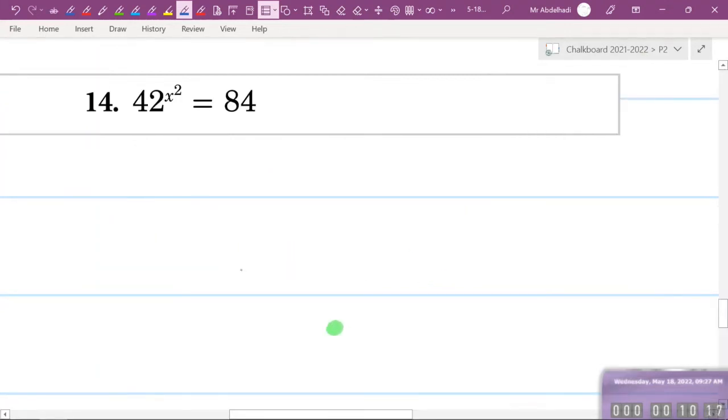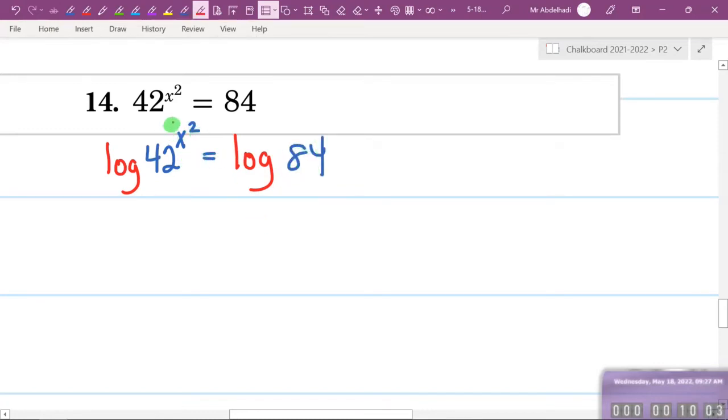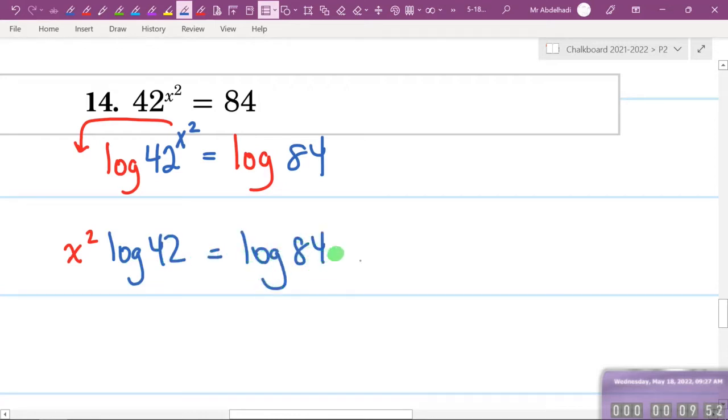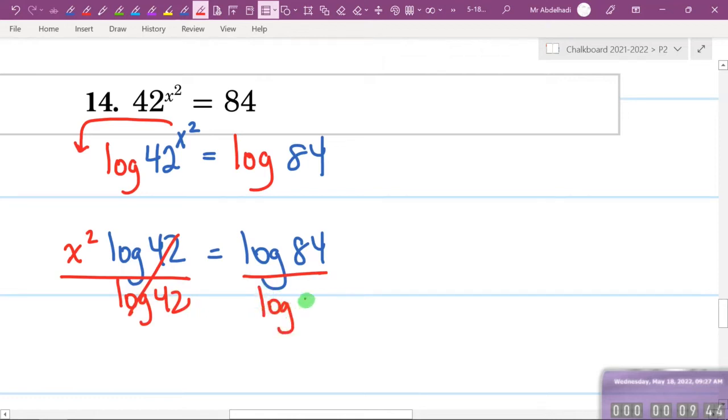We're going to take the log of both sides because there's no common base here. So log. This is going to be 42 to the power of x squared, and 84. I can bring down that x squared using the power property. And now it's x squared log of 42 equals log of 84. And now my job is to get the x by itself. So I'll divide both sides by log of 42. And that gives me x squared equals this thing here, right?